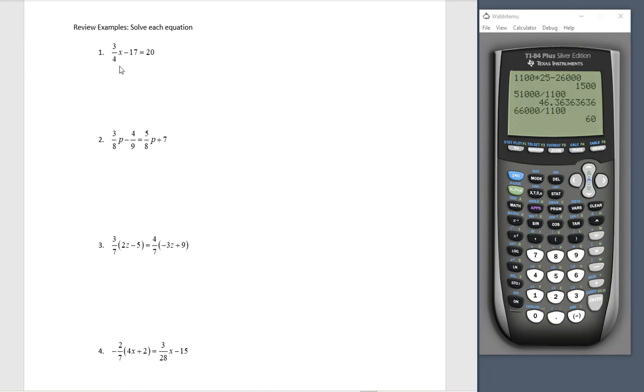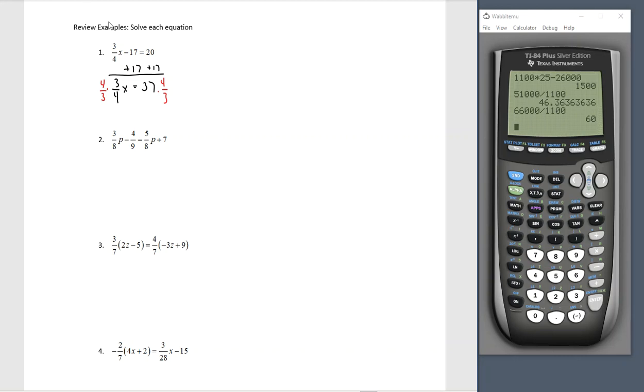In order to solve a problem of the type 3/4 x minus 17 equals 20, we have a couple of ways we can do it, and I'm probably going to do it differently for each one of these problems. So I'm going to give you several different methods. For this first problem, I could just add 17 to both sides. 3/4 x equals 37. Now, instead of dividing by 3/4, when we have a fraction, maybe we want to multiply by the reciprocal on both sides.